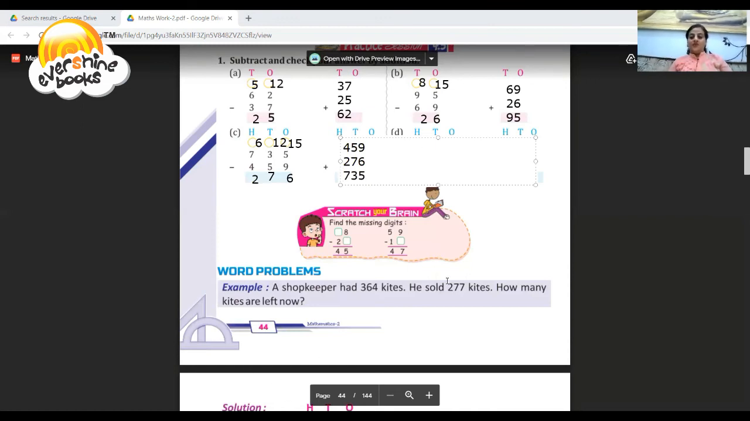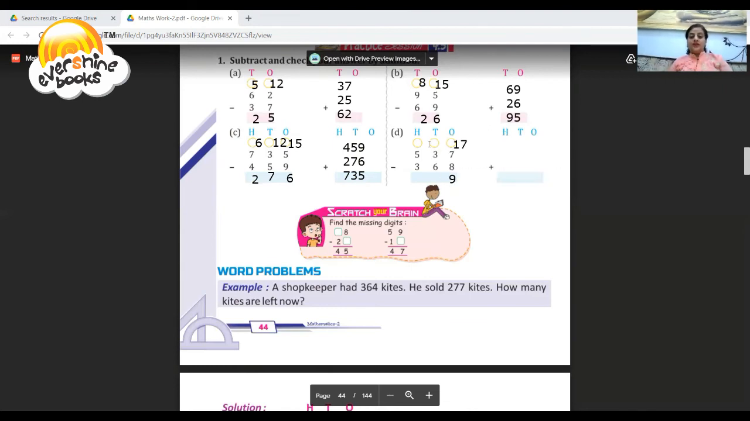Very good. Now we are going to do 7 minus 8, which is not possible, so it is going to borrow. 17 will be the digit. 17 minus 8 is 9.